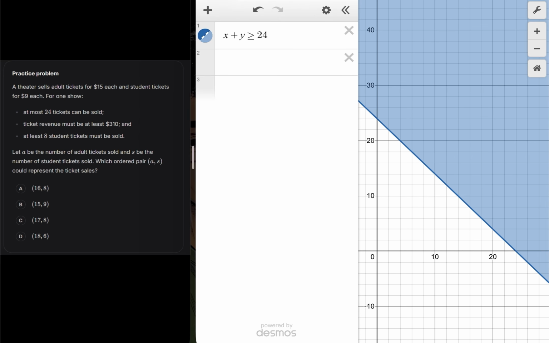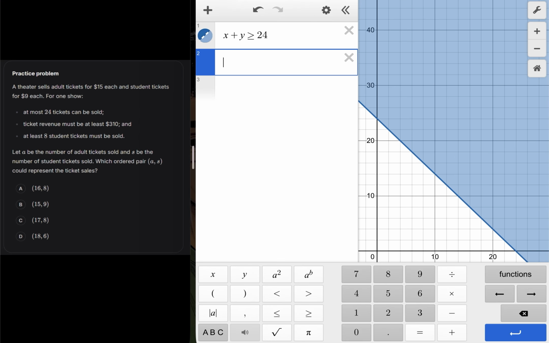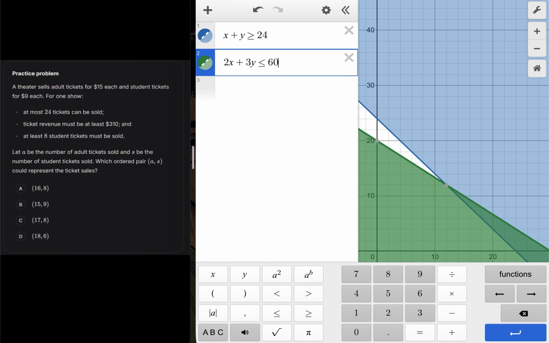And that's one inequality. Second, you know that each notebook costs $2 and that each folder costs $3. And let's say that the school can spend at most $60. That means those two combined have to be less than or equal to 60. At most implies less than or equal to. So now you have these inequalities, and you're looking for, let's say, the point that satisfies these inequalities, right?